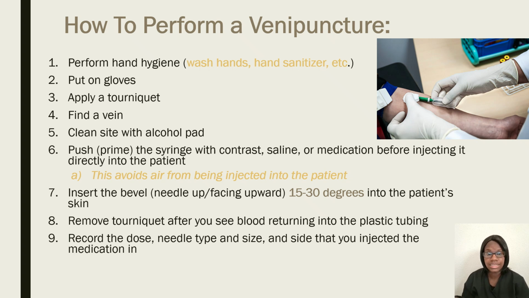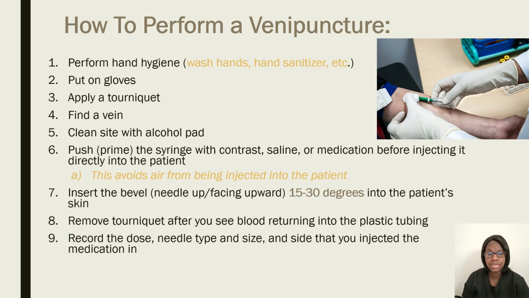And then you want to clean the site with an alcohol pad. Whenever you clean the site, you want to start at the site that you're trying to go in, and then clean in an outward motion. Push or prime the syringe with the contrast, saline, or medication before injecting it directly into the patient. Whenever you have your medication syringe or saline, you want to push up on the medication or saline just a little bit to get some of the air out of the syringe. This avoids air from being injected into the patient, which can cause problems for them.